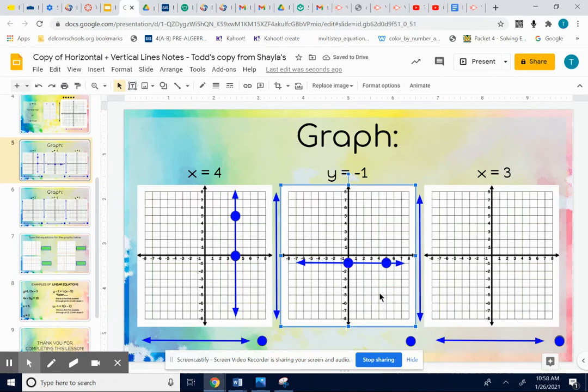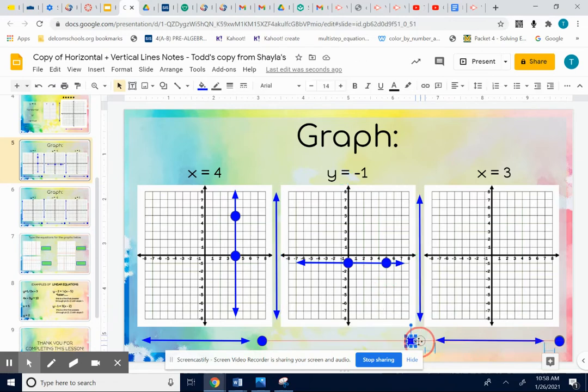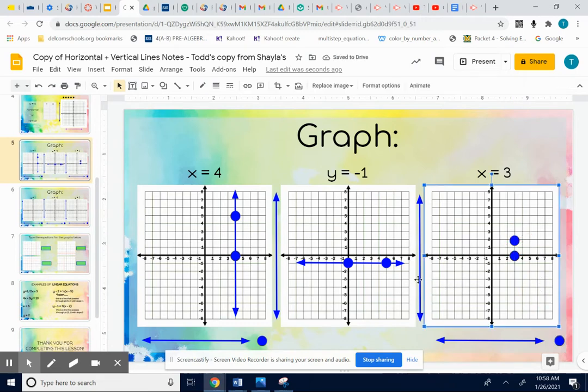Okay, x equals 3. Find some points that have an x-coordinate of 3, like (3, 0) and (3, 2). So I can tell that's vertical, and it goes through 3 on the x-axis.